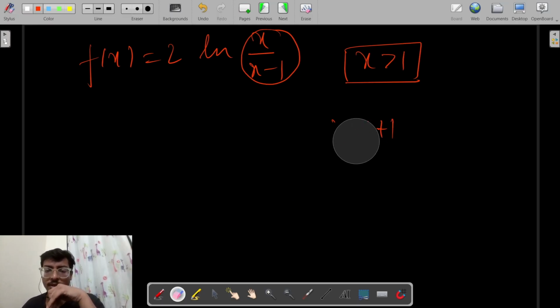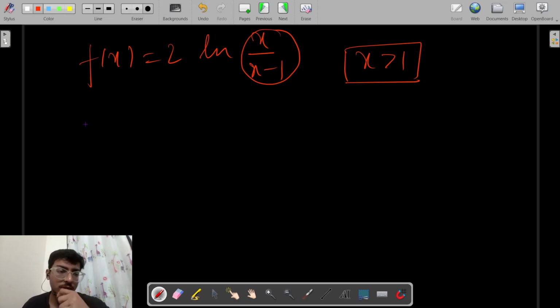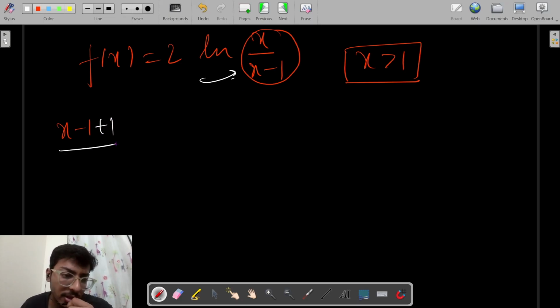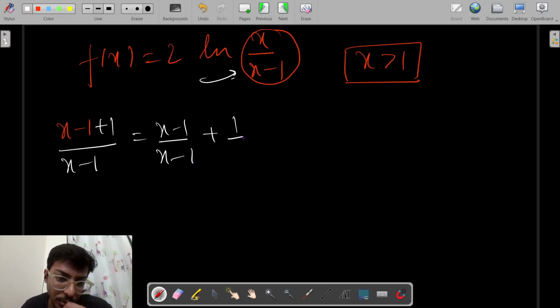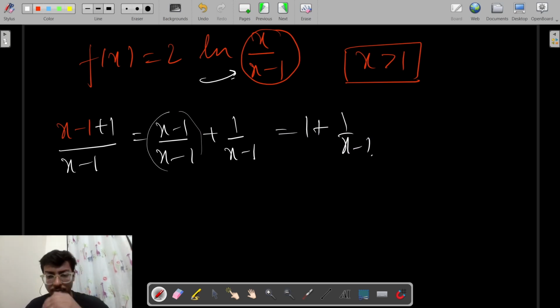One second guys, I need more space to solve it. First I am concentrating on this part only, the x upon x minus 1. So this is nothing but (x minus 1 plus 1) upon x minus 1. When I divide it, this is (x minus 1) upon (x minus 1) plus 1 upon (x minus 1). So this is nothing but 1 plus 1 upon (x minus 1).